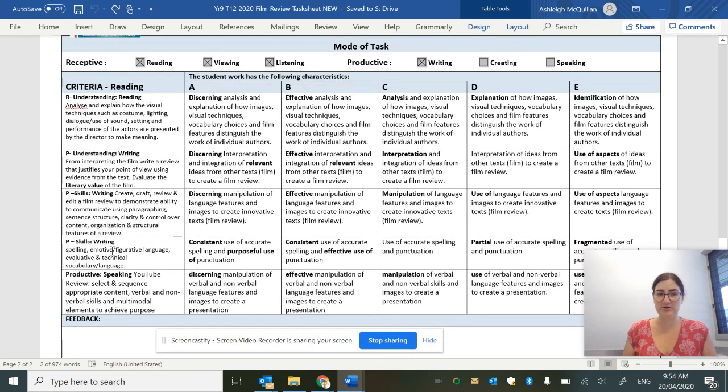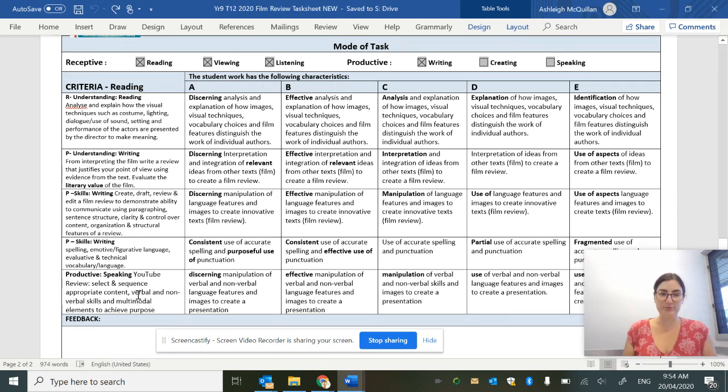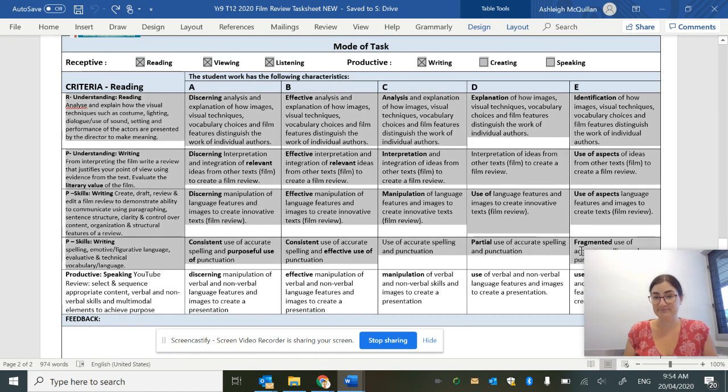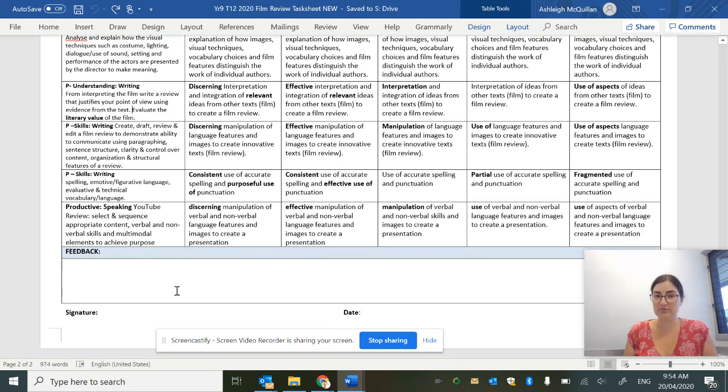And then your last box here is your verbal skills. Your verbal skills are marked on your vlog. So your vlog mark is here, okay? Your writing mark is here. So you can see that most of your mark comes from your writing, all right? So make sure you're referring to the task sheet when you're actually doing it.